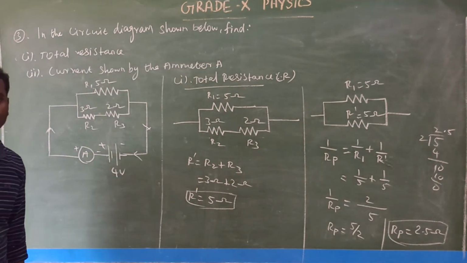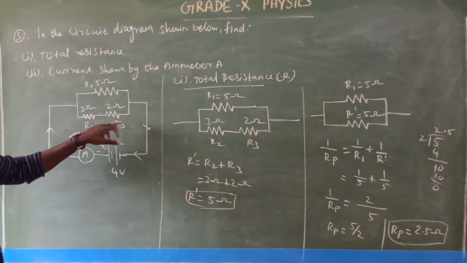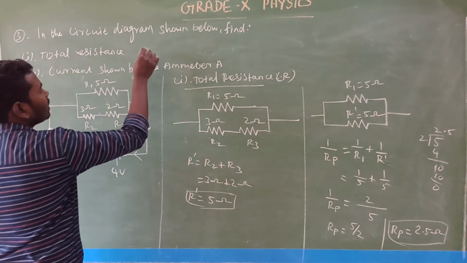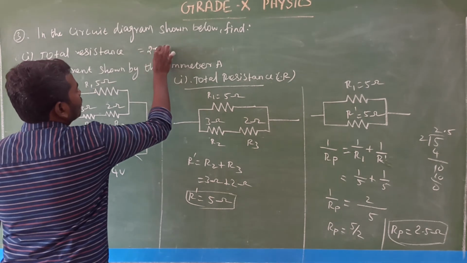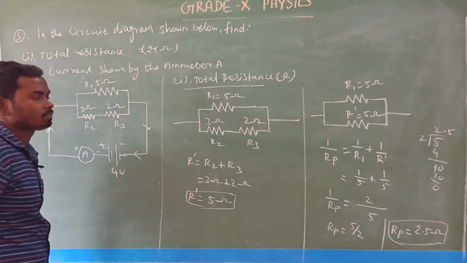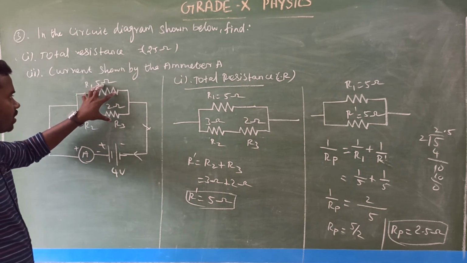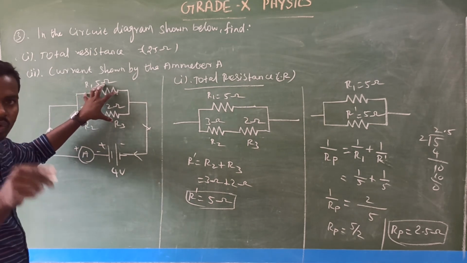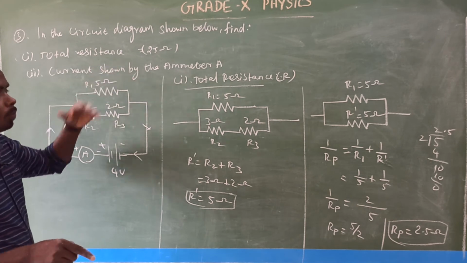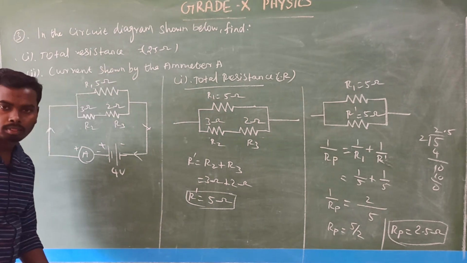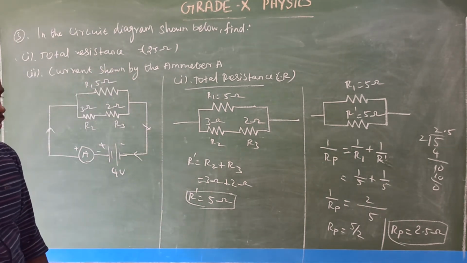Here the total resistance value is equal to 2.5 ohm. The three resistors are connected, and their equivalent resistance is 2.5 ohm. Is it clear, students?